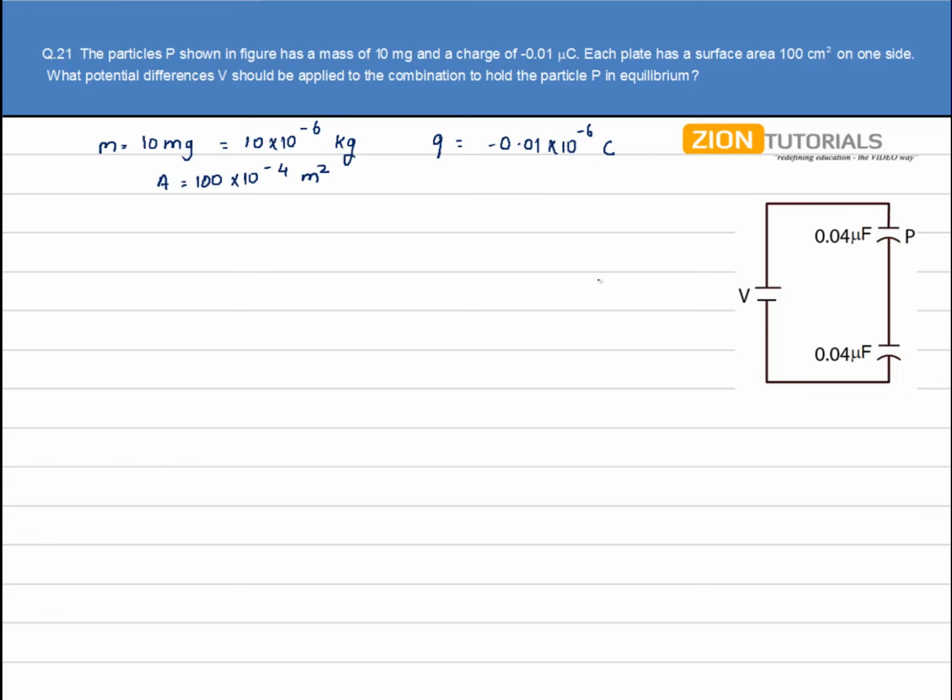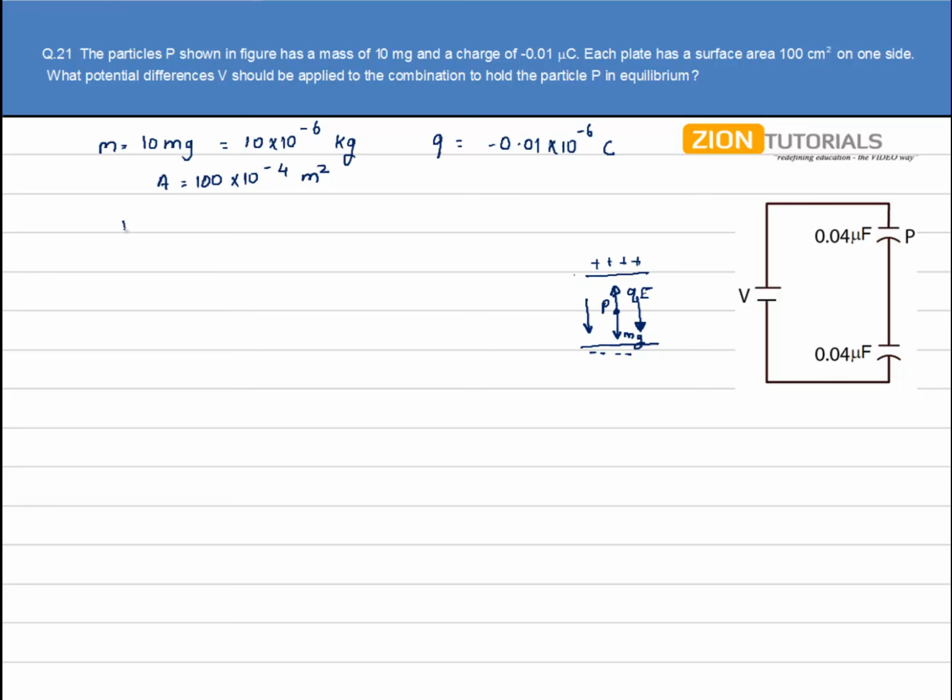equilibrium? Now let's say this is my capacitance, there is a particle here. Now since there is a charge on the capacitor plates, there will be an electric field, and since there is an electric field, we have a force on the charge. Now for the particle P to be in equilibrium, the net force on the particle P should be 0. So let's say the downward force is mg, so there should be an equal and opposite force QE, so that the particle P is in equilibrium.